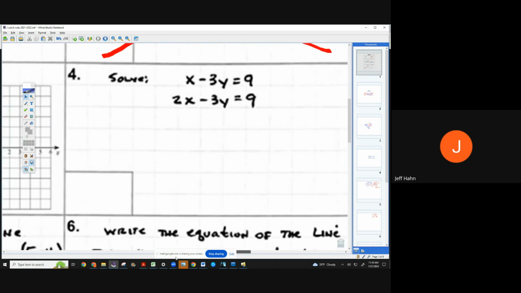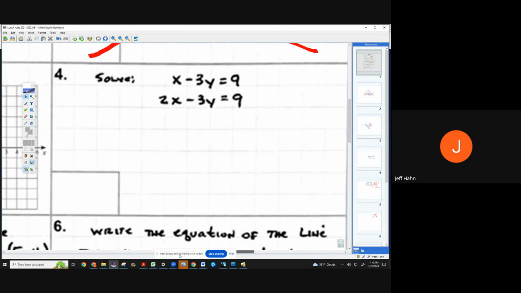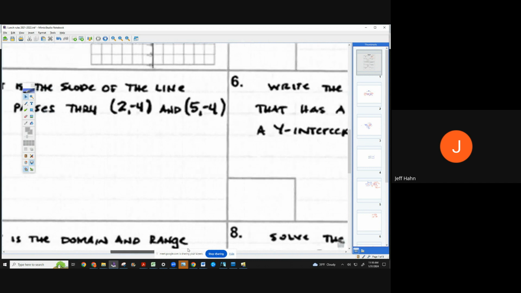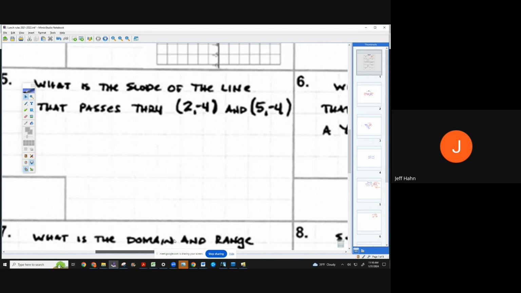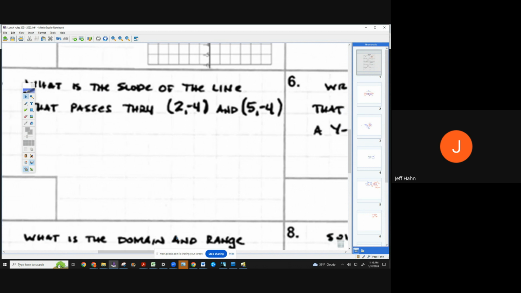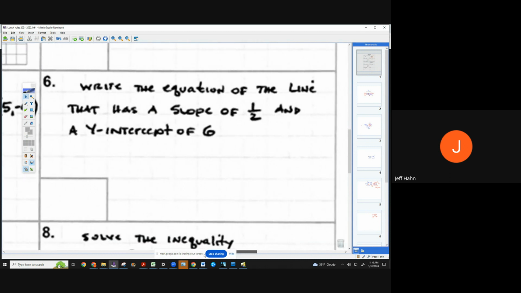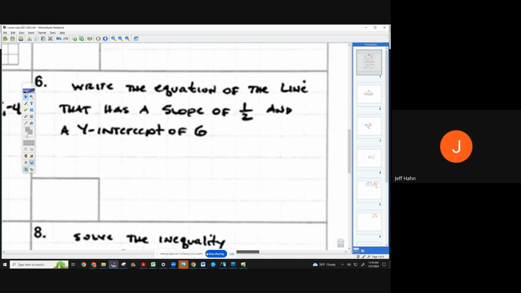This one, how would you solve that system of equations? Elimination. I would go elimination. Take those opposites. How do you figure out the slope of a line with two points? Slope formula, y2 minus y1 over x2 minus x1. See how much you forget over time? How do you write an equation that has a slope of 1/2 and a y-intercept of 6? y equals mx plus b.